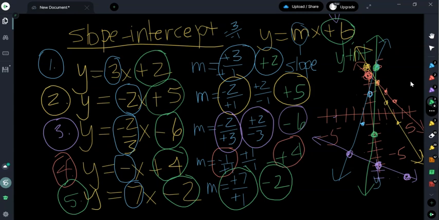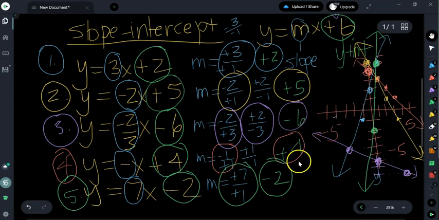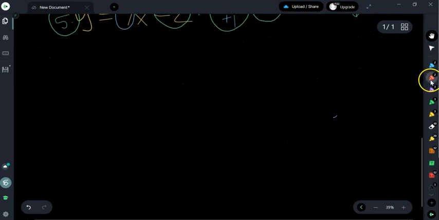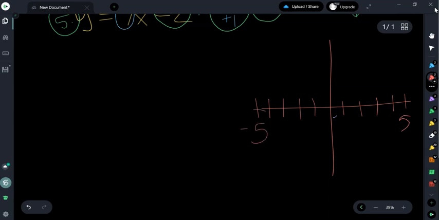Now, there are vertical and there are horizontal lines, and we're going to talk about those. So let's look at slope-intercept form on another grid. So I'm going to draw a grid here. 1, 2, 3, 4, 5. 1, 2, 3, 4, 5. 1, 2, 3, 4, 5. And 1, 2, 3, 4, 5.